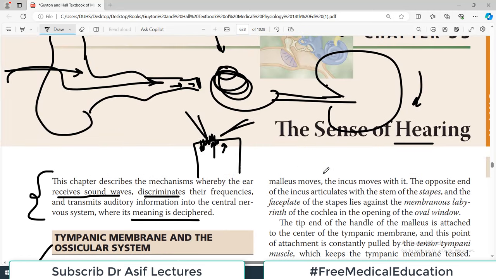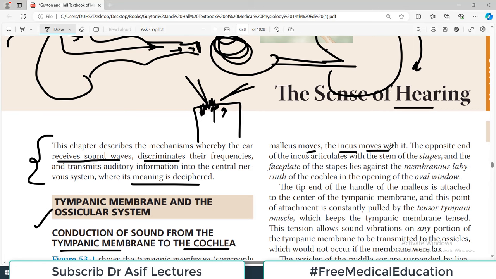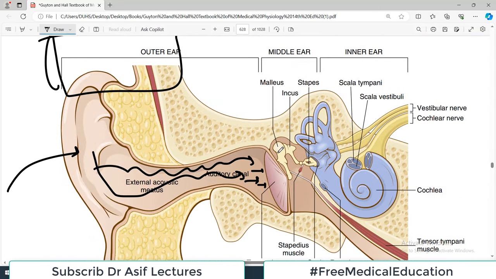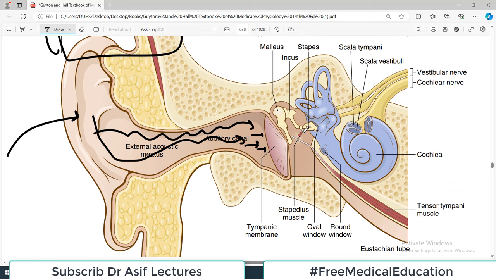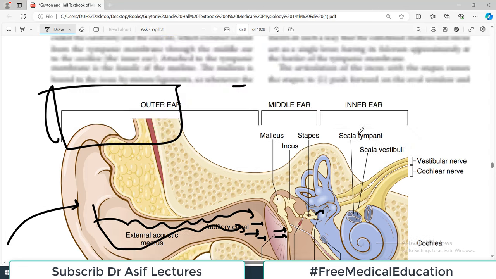Whenever the malleus moves, the incus moves with it as well, because the incus is attached to the malleus. It's simple: when the malleus moves, the incus moves. The opposite end of the incus articulates with the stem of the stapes, and the face plate of the stapes lies against the membranous labyrinth of the cochlea. So the whole arrangement is that there are three small bones: malleus, incus and stapes. The malleus is attached to the tympanic membrane, the incus is attached to both malleus and stapes, and the stapes is attached on one side to the incus and on the other to the membranous labyrinth. So when the vibration hits, the malleus moves, the incus moves, the stapes moves, and the vibration is transferred into the membranous labyrinth.